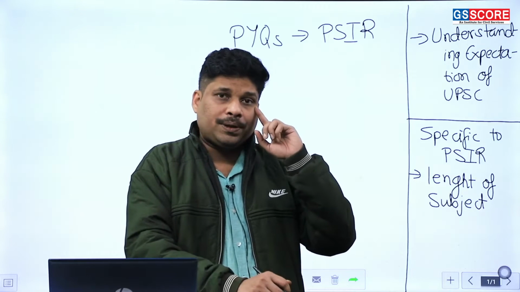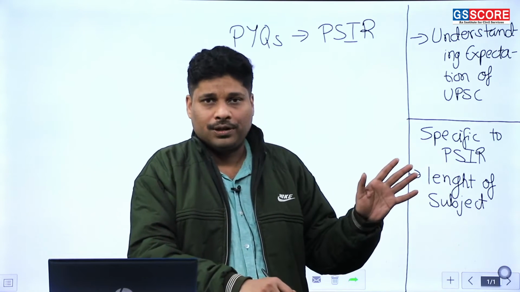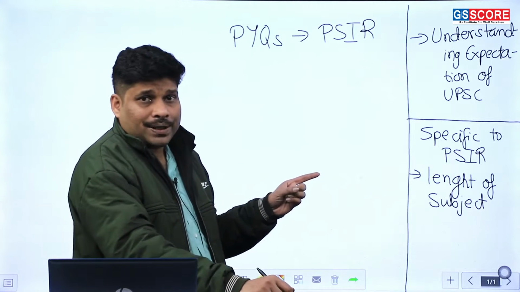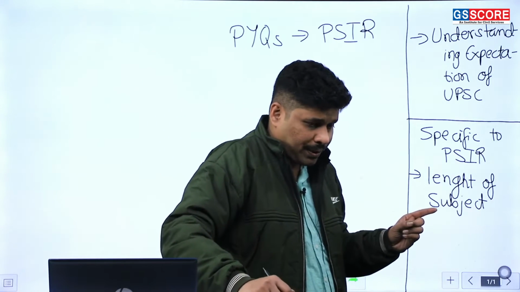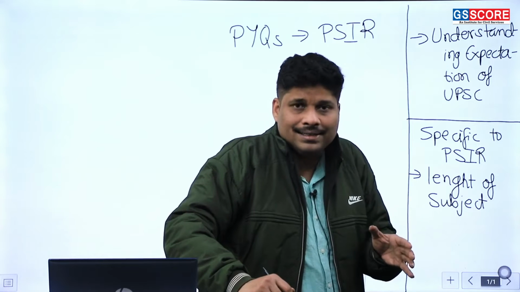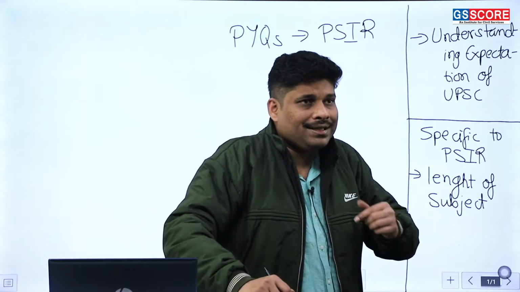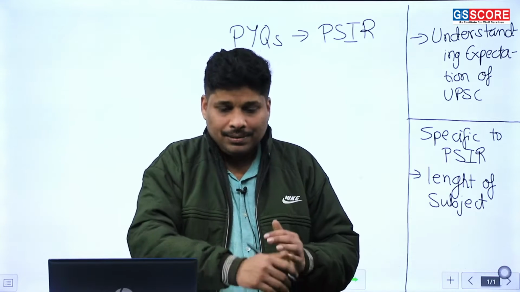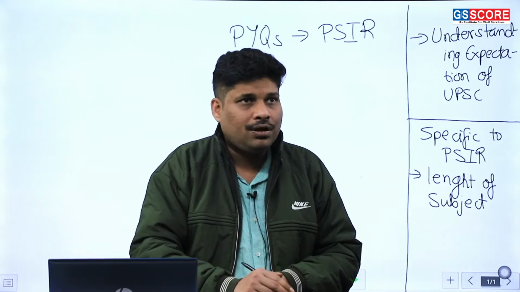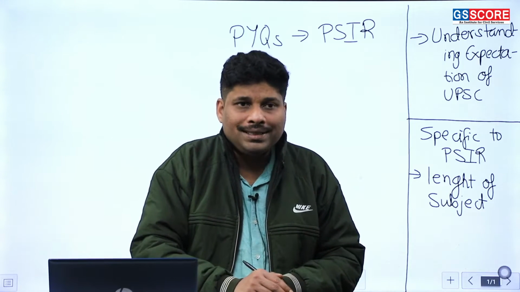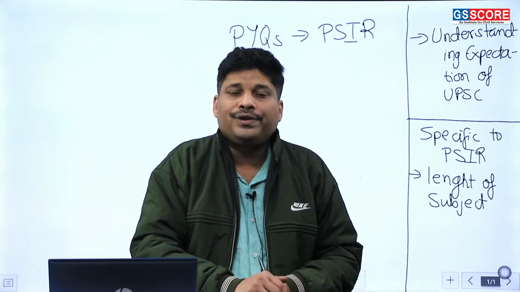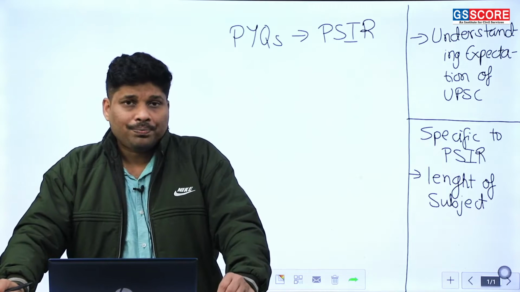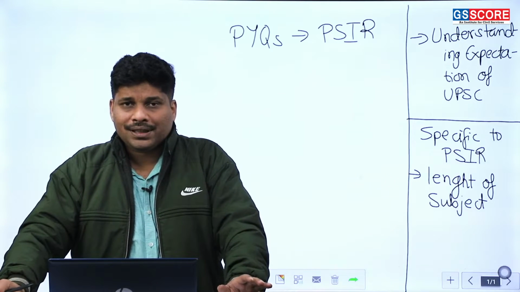Shortcut not with respect to understanding the concept. There cannot be a shortcut with respect to understanding the concept. The shortcut is with respect to avoiding the lengthiness and the undue confusion which comes with that lengthiness. Just because the subject is lengthy, it does not mean that you have to run through a multitude of resources when it comes to PSIR. So what will PYQs tell me in PSIR?